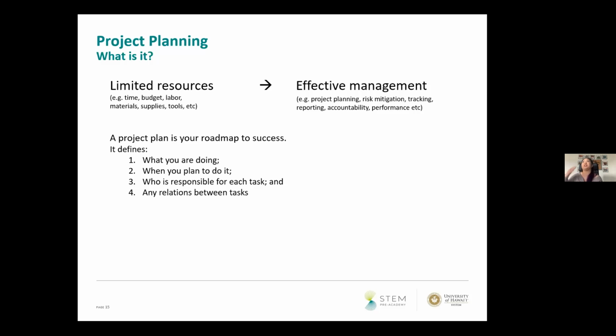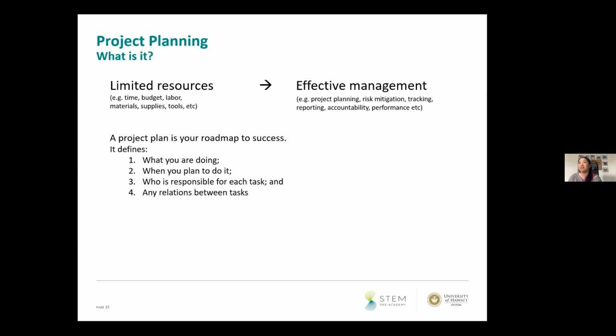And again, that includes project planning, risk mitigation, tracking, reporting, accountability, and performance for your team to make sure that you accomplish everything that you set out to do from the beginning. And like I mentioned before, that all starts off with an effective project plan. It's basically your roadmap to success.